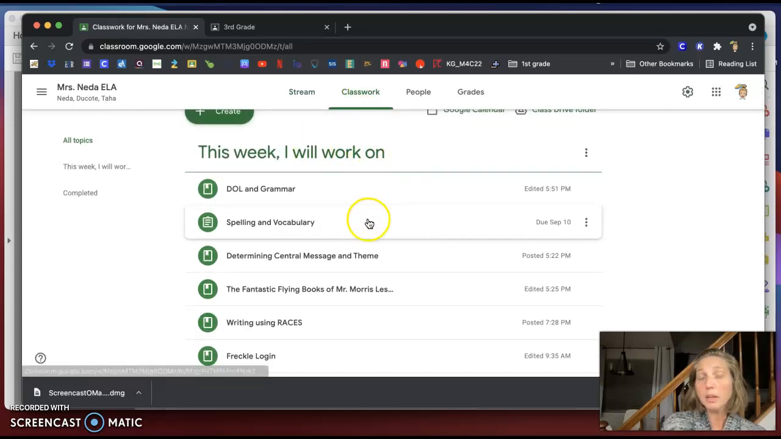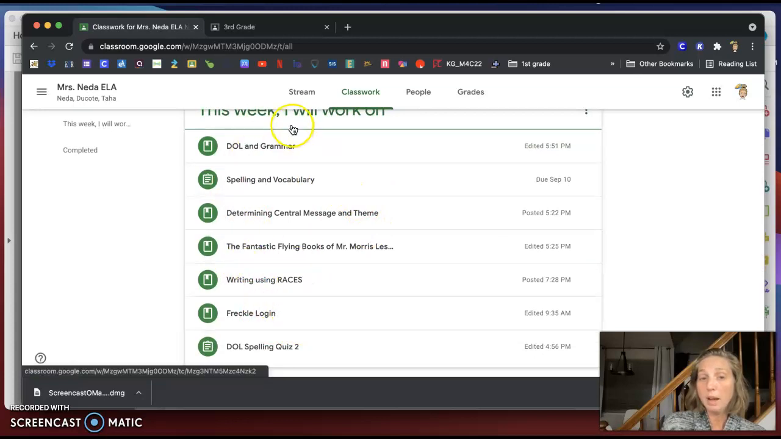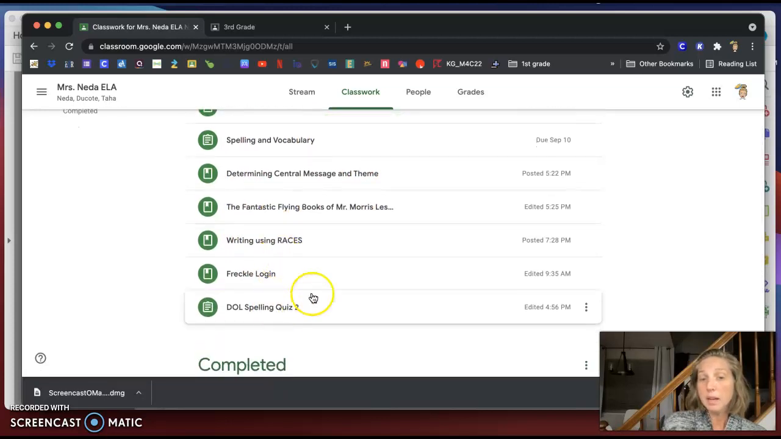So this week, these are all of the links that you're going to have. Now on mine, I already have spelling quiz number 2 that you are going to see Thursday, but you cannot see that on yours because I have not assigned it to you yet, and I'm not going to assign it until Thursday.